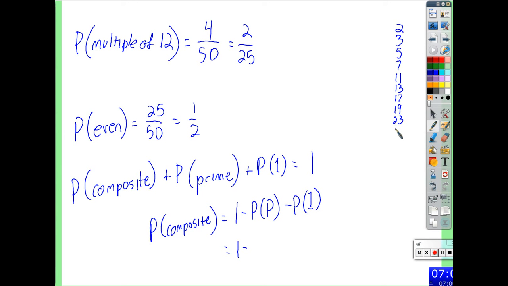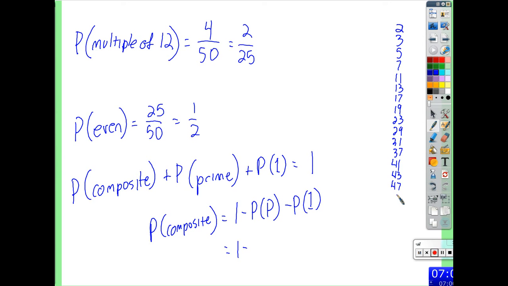27? No, that's 9 times 3, so not prime. 29? Yes. 31? Yes. 33? No, that's 11 times 3. 35? No. 37? Yeah. 39? No, that's divisible by 3. 41? Yeah. 43? Yes, that's prime. 45? No. 47? Yes. 49? No. What's that? 7 times 7.